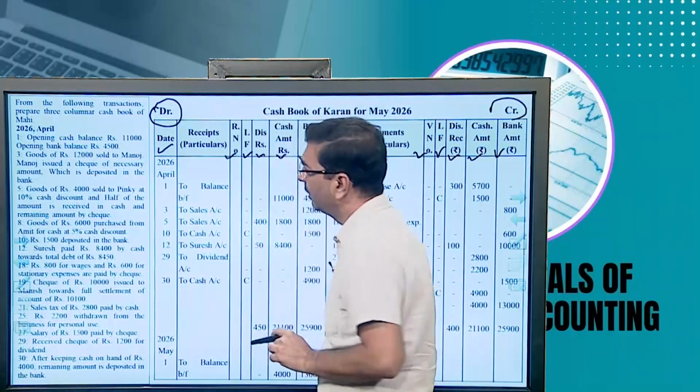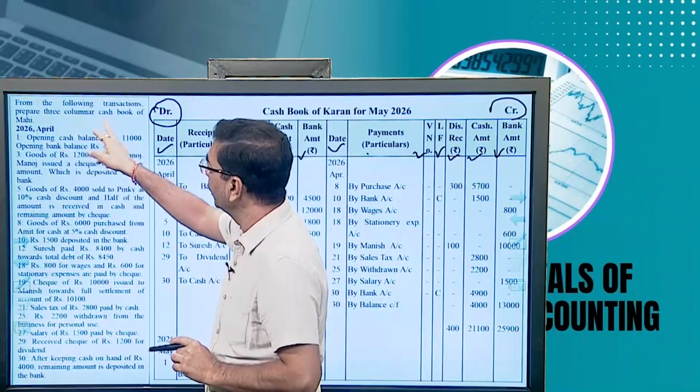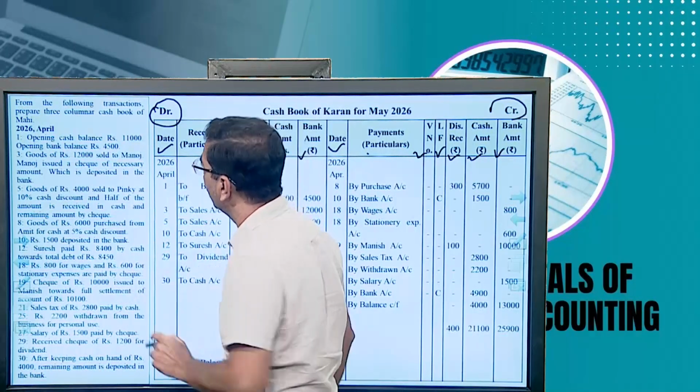Now we'll see the transactions one by one. From the following transactions, prepare the 3 columnar cash book of Mahi.